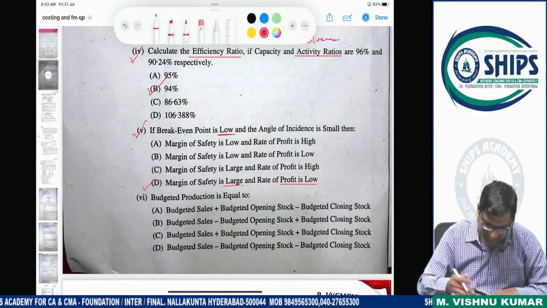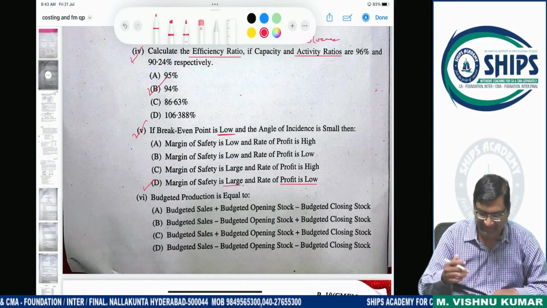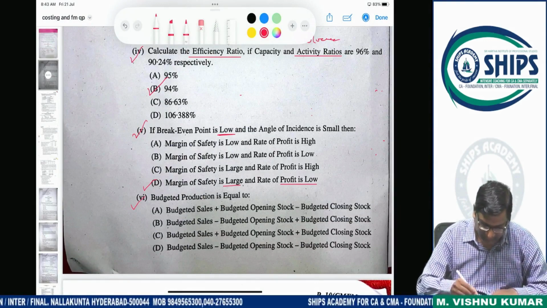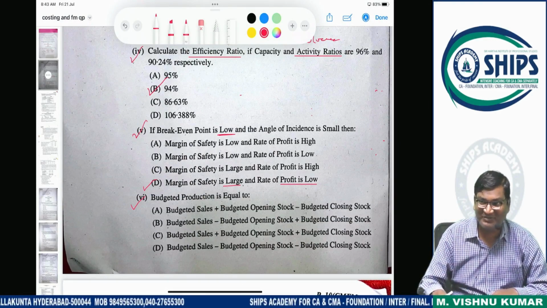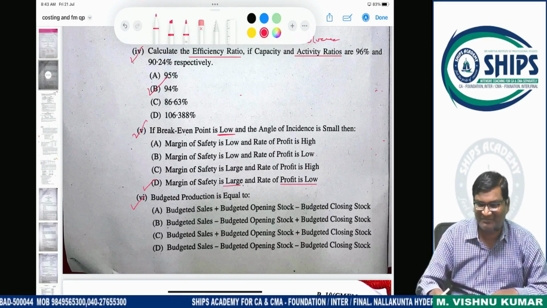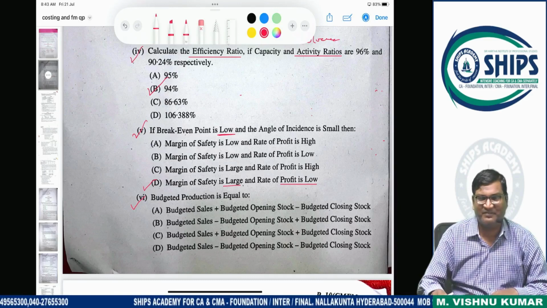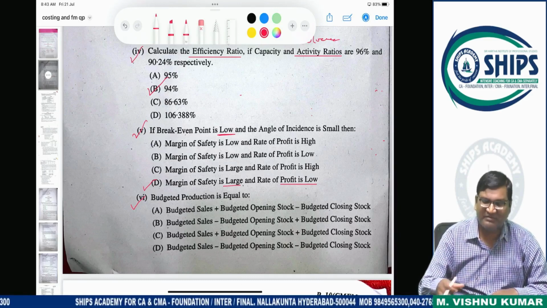Next question is already like previous question number 2. You already understand production budget. So production budget, what is production? Budgeted production, sir, sales plus closing stock minus opening stock. This is a free question, a bonus question. In this question, students can easily answer. Yes, sir. Because we already covered this in question number 2.